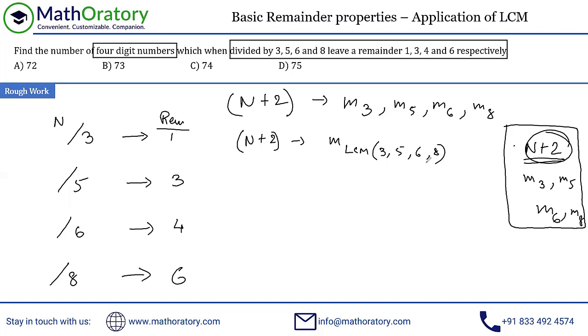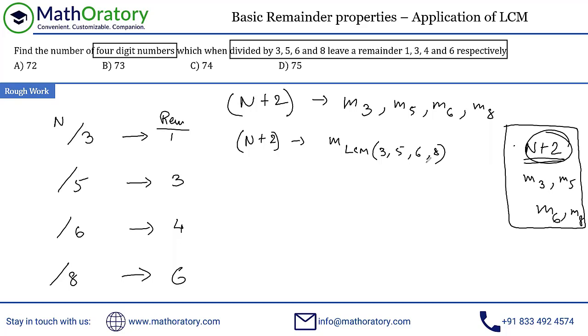So it has to be a multiple of all of these numbers, the LCM. I'm not going into the details of it. It's a very easy one to understand. I have discussed these kinds of things in our classes. So it should be a multiple of the LCM of 3, 5, 6, 8.